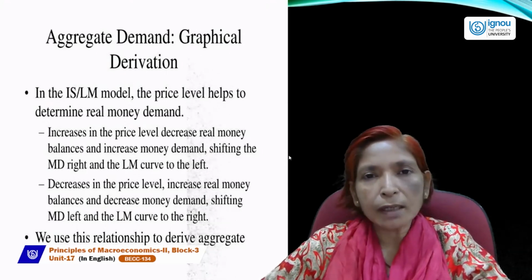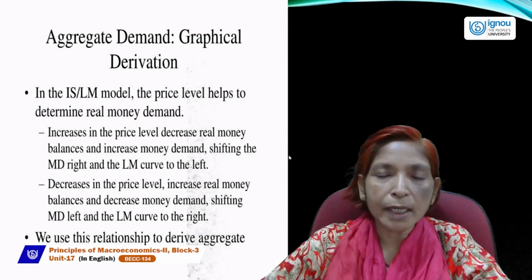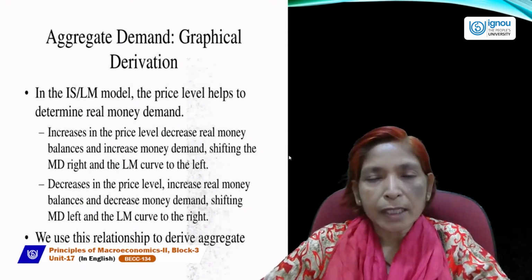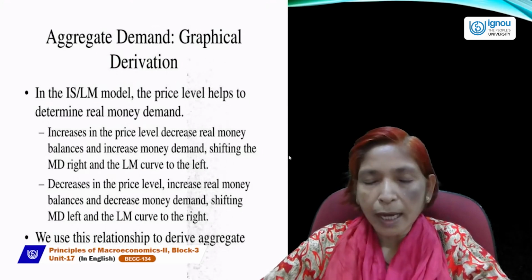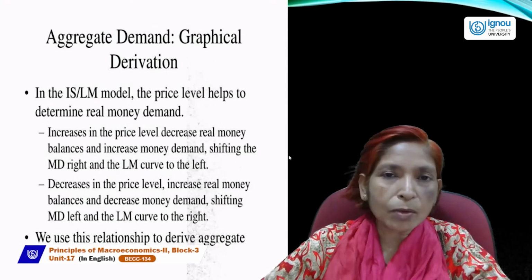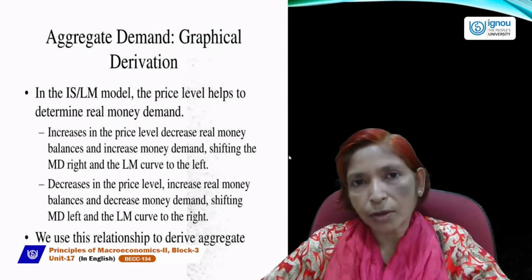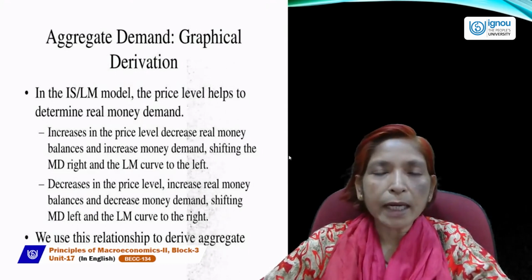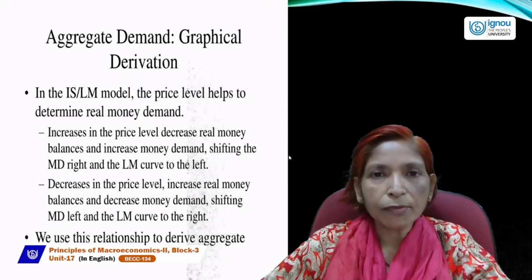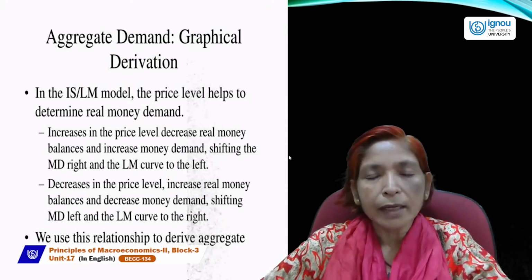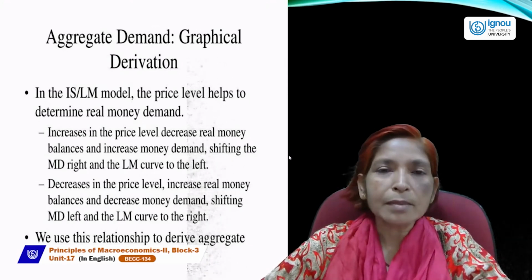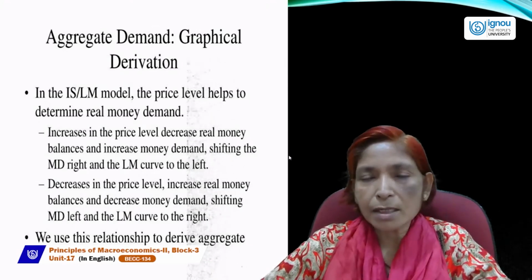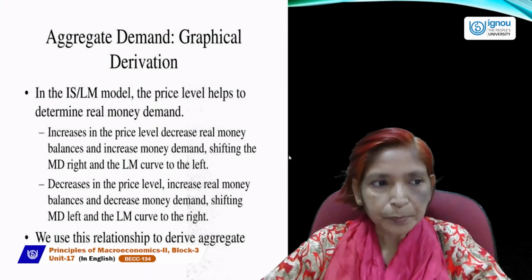Net export is the difference between exports and imports. Exports means selling goods and services abroad, and imports means buying goods and services from abroad. So aggregate demand is the summation of four components: C plus I plus G plus X minus M, or we can write net export.